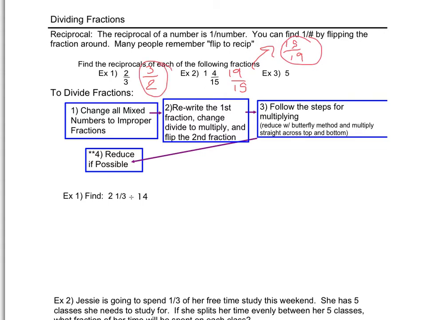So there's my reciprocal. There was my reciprocal number 1. On example 3, I have 5, which is the same thing as 5 over 1. Therefore, flipping that, I get a reciprocal of 1/5.